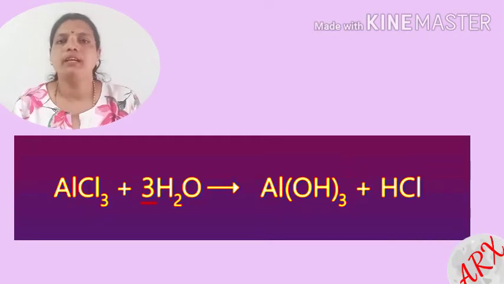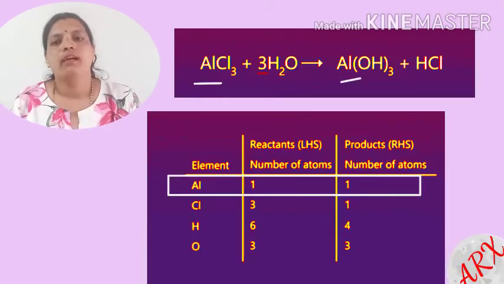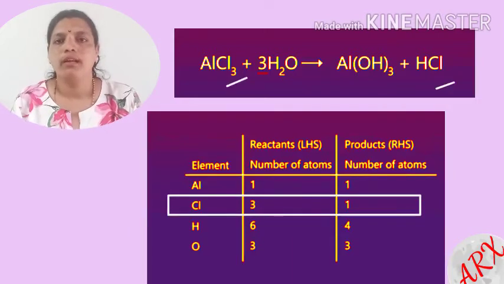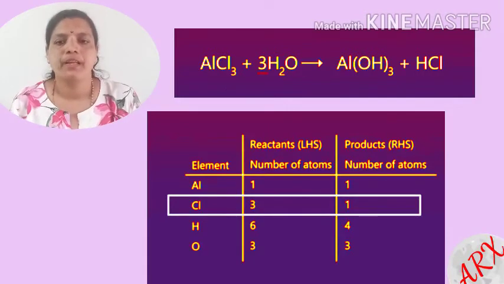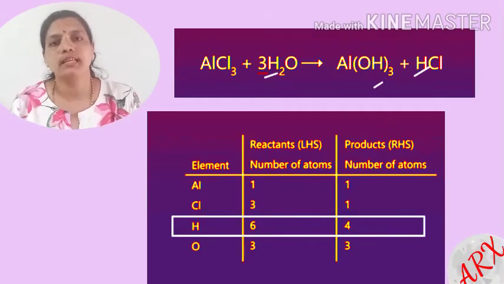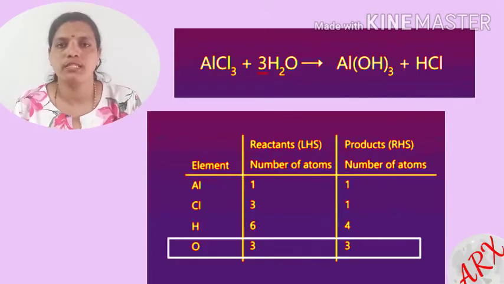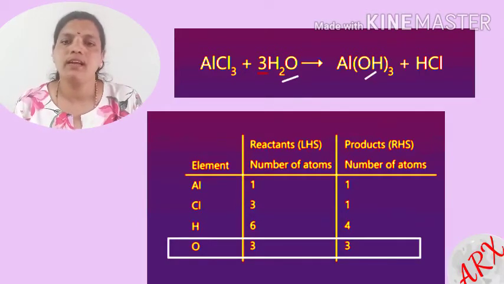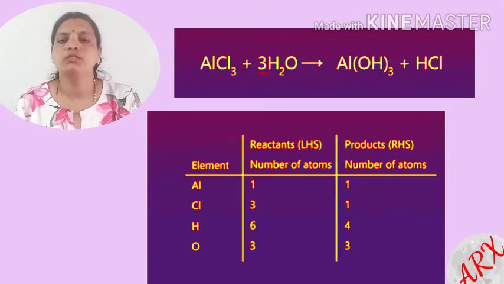Now if we compare the number of atoms of elements on both sides, we get the number of aluminium is the same on both sides. The number of chlorine is 3 on the left hand side, whereas 1 on the right hand side. The number of hydrogen is 6 on the left hand side, and 3 plus 1, 4 on the right hand side. Now the number of oxygen is 3 on the left hand side and 3 on the right hand side. So again we have to balance the reaction. So this time we will choose hydrogen.